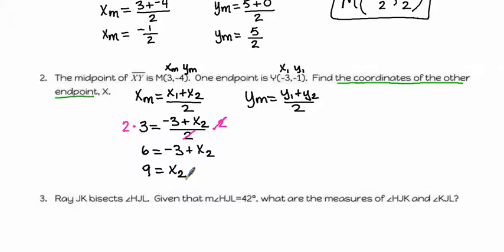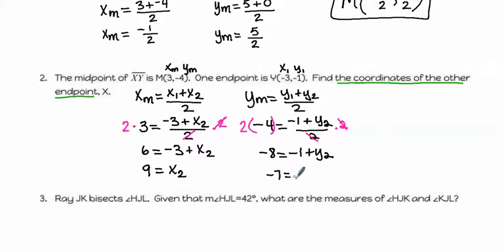And we're going to take a similar course of action for the y's. Y sub m is -4 equals y sub 1, -1, plus y sub 2, which is unknown, all divided by 2. Follow the same plan as before, multiply by 2 to get those to cancel. What we do to one side, we have to do to the other. So in this case, we get -8 equals -1 plus y sub 2. Add the 1 to both sides. -7 equals y sub 2.